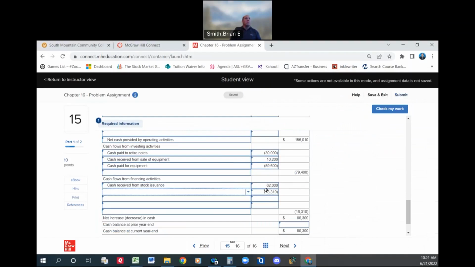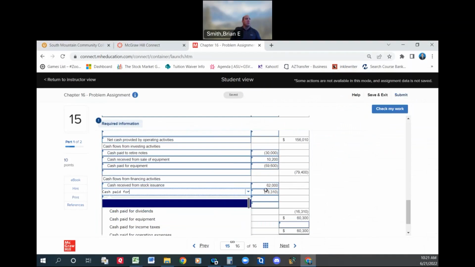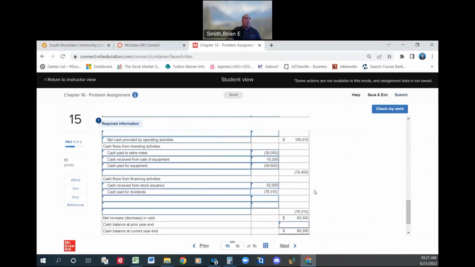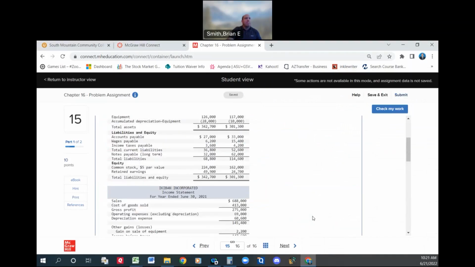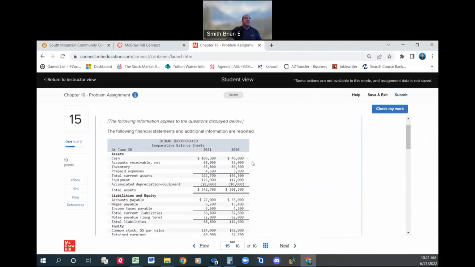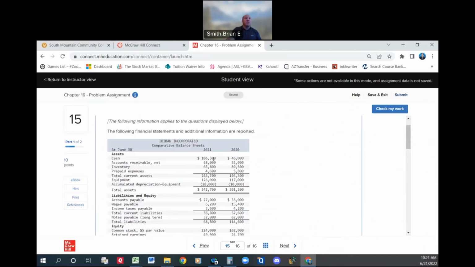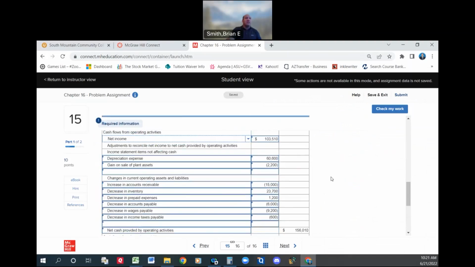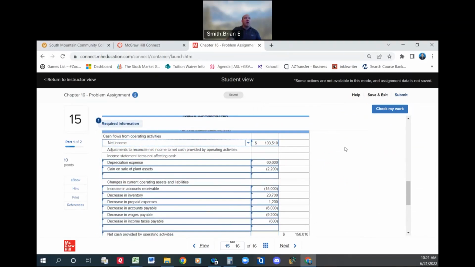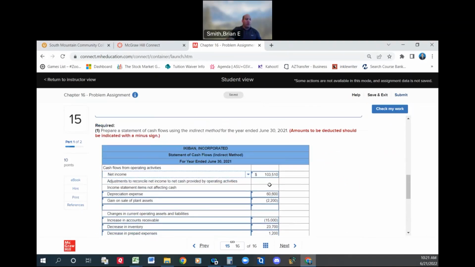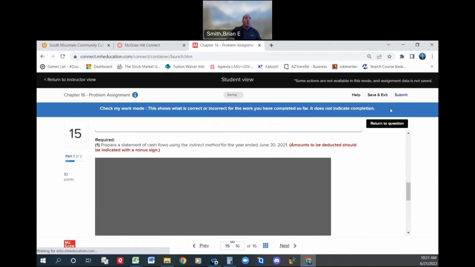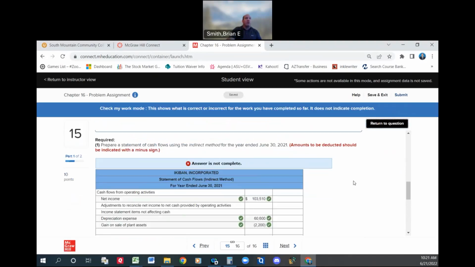All right. Cash balance at prior year end, 46,000. 106,300, 106,300. Woo! So unless we flubbed something in here, this should be perfect. The numbers should be good. Maybe we miscategorized something is what we would look for.